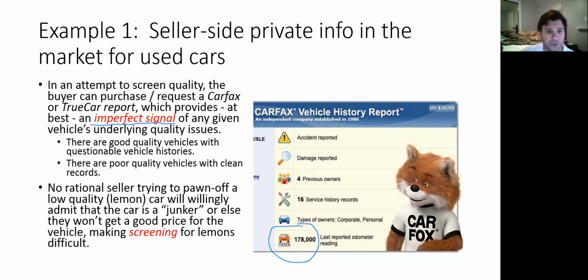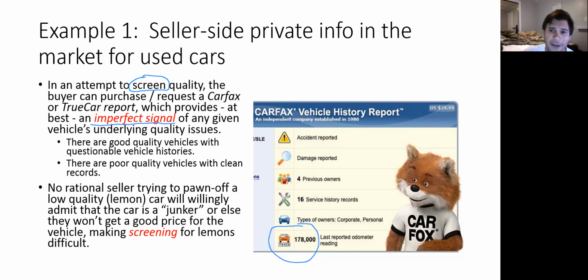And no rational seller that's trying to pawn off a low quality car that we often refer to as a lemon will willingly admit that the car is a junker, because they're going to risk not getting a reasonable price for that vehicle. And again, this makes screening for lemons difficult, and that's what the consumer wants to do. They want to try to screen for quality of vehicles.